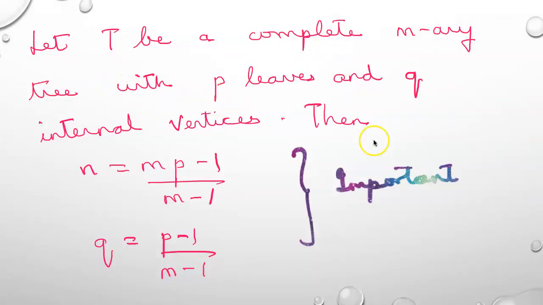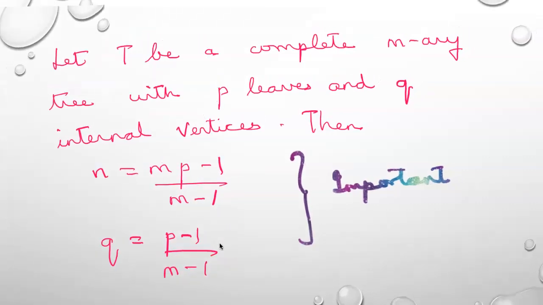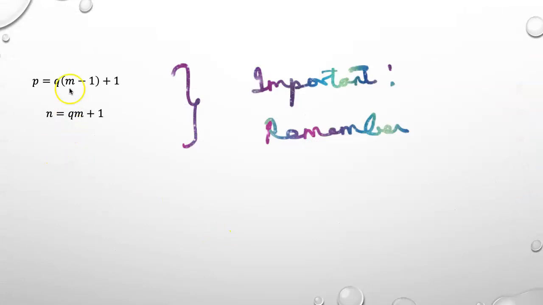Let T be a complete M-array tree with P leaves and Q internal vertices, then n equal to (MP minus 1) by (M minus 1). Q is (P minus 1) by (M minus 1). These are important results to remember with lot of practical applications. P equal to Q into (M minus 1) plus 1, n equal to QM plus 1. All these are derived by simplifying the first formula.